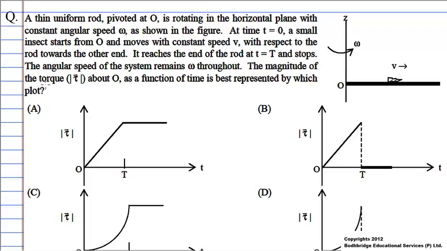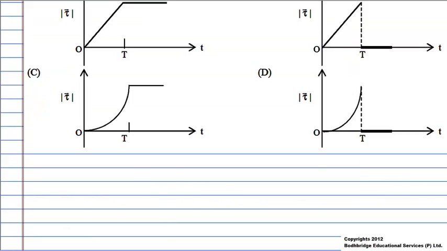The angular speed of the system remains omega throughout. The magnitude of the torque about O as a function of time is best represented by which of the following plots? In this question, we have to find out the torque, which is given by tau is equal to dL by dt, where L is the angular momentum.